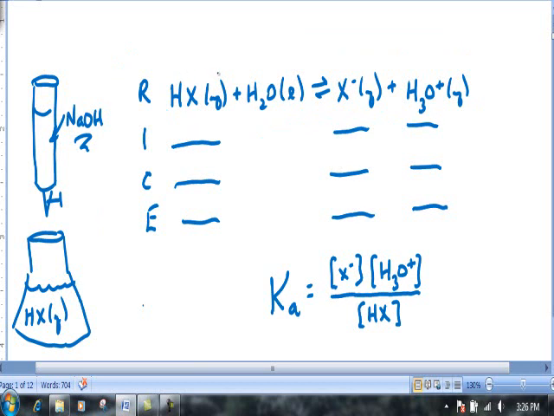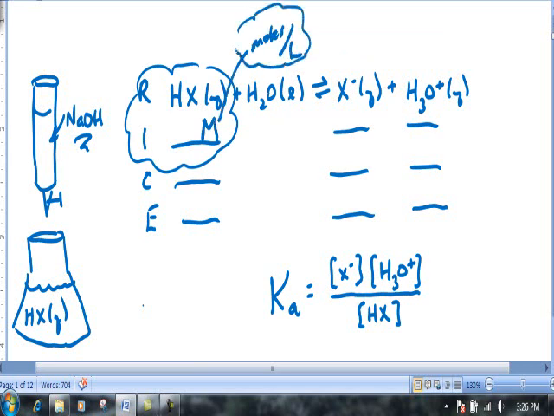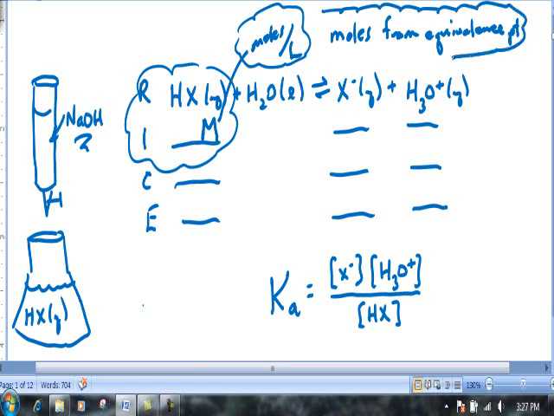To use the RICE strategy, one of the things we'll need to know is the initial concentration of our weak acid solution. If you recall, concentration is measured in molarity, which is moles per liter. Consequently, with our unit of measure being moles per liter, there are two things we need to know about the weak acid solution: the number of moles of weak acid and the liters. The moles of weak acid we can obtain from the data we get at the equivalence point.